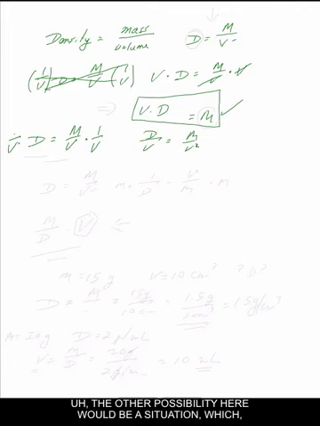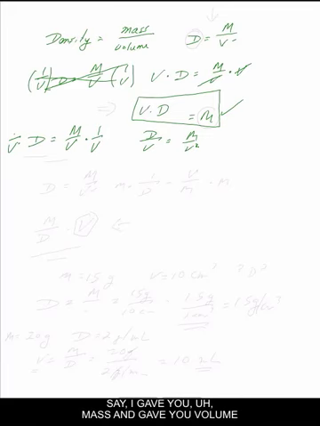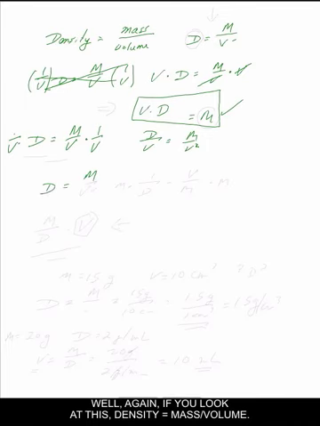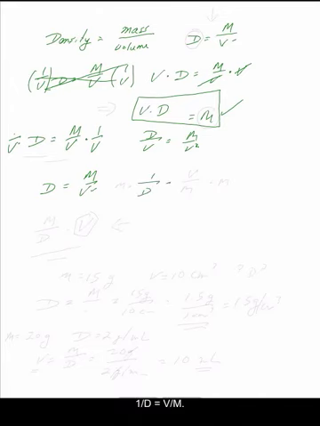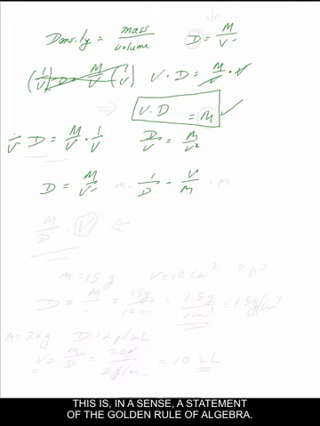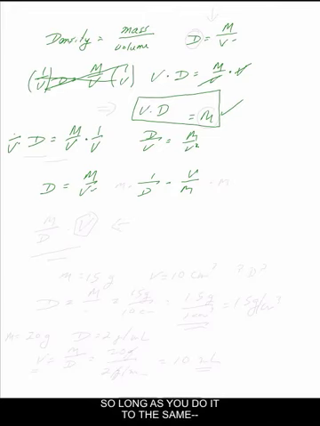The other possibility here would be a situation in which, say, I gave you mass and gave you volume and wanted you to find density. Well, again, if you look at this, density equals mass over volume, but if I'm looking now for volume, one way to do this might be to simply take the inverse of both sides of the equation. If you did that, you could rewrite the equation as 1 over d equals v over m. This is, in a sense, a statement of the golden rule of algebra. You can do anything you want to an equation so long as you do the same thing to both sides. That was my error further back up here.